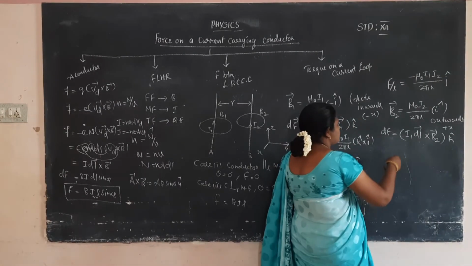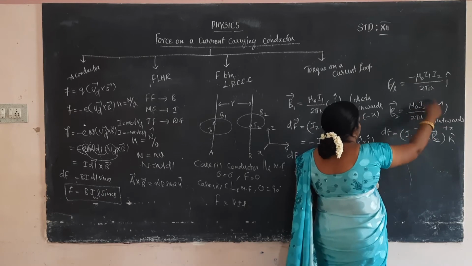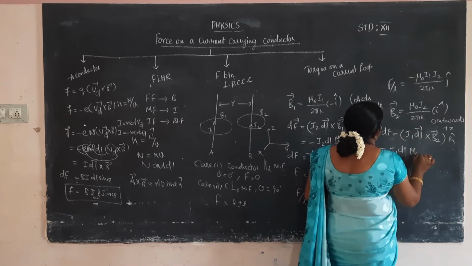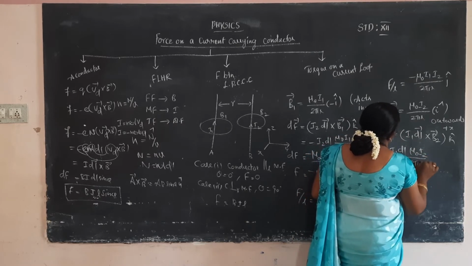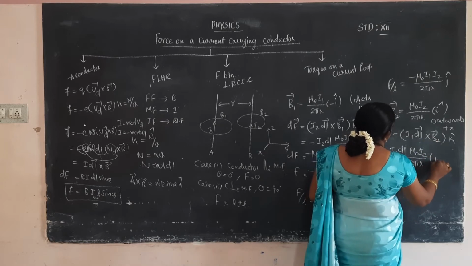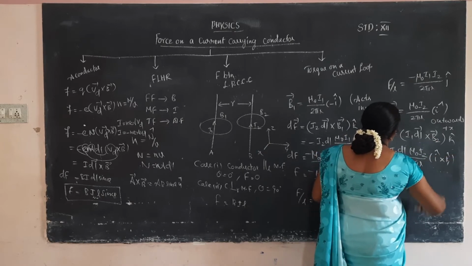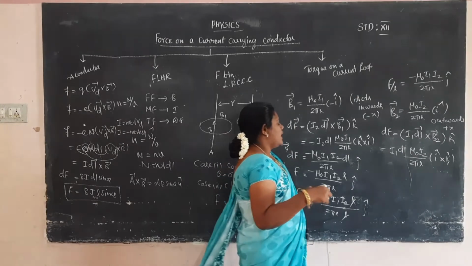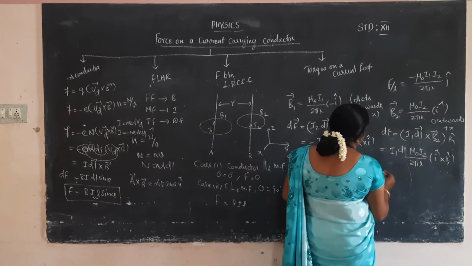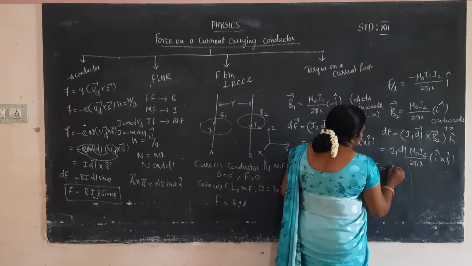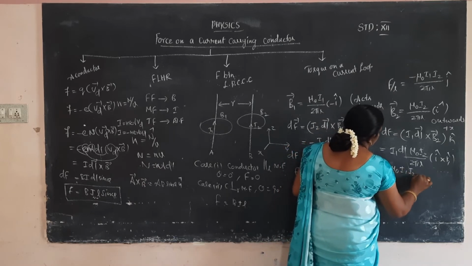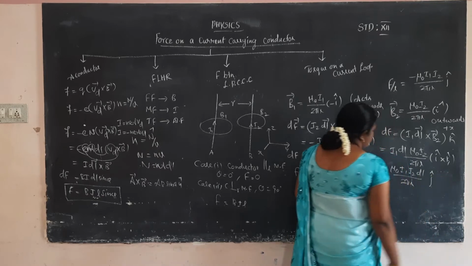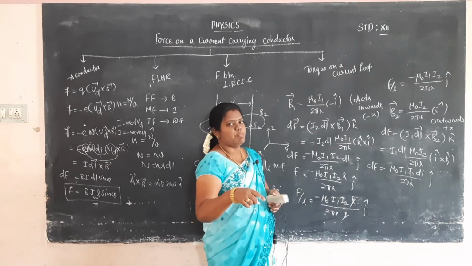So now we substitute the B2 vector formula from the derivation part, that is B2 is mu naught I2 by 2 pi r, in the direction I cap cross k cap, or k cap cross I cap, anything. So I1 dl mu naught I2 by 2 pi r. So dF is equal to mu naught I1 I2 dl by 2 pi r into j cap.